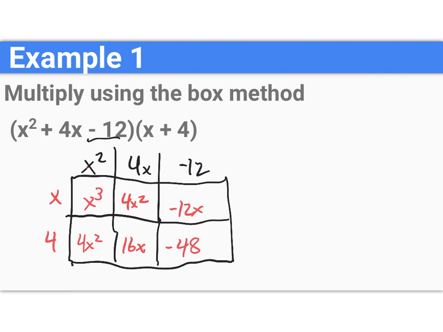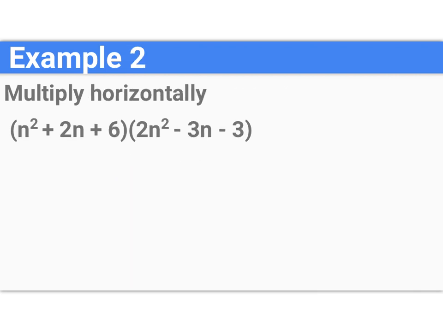And now what we have to do is add all of these terms together, and you will see on the box the diagonals have the same terms. So we get x cubed plus 8x squared, 16x minus 12x is plus 4x, minus 48. And this is what we're left with when we multiply using the box method.